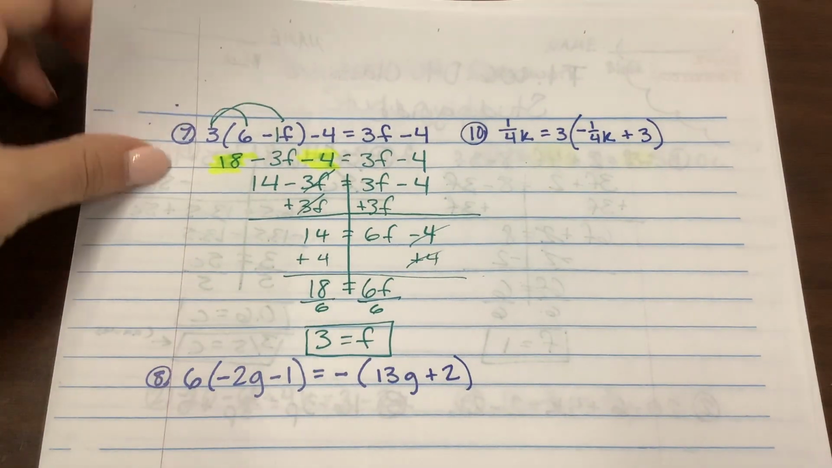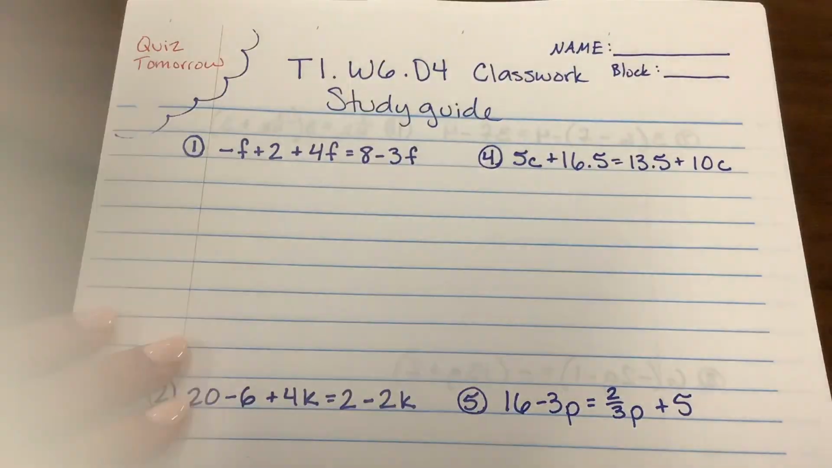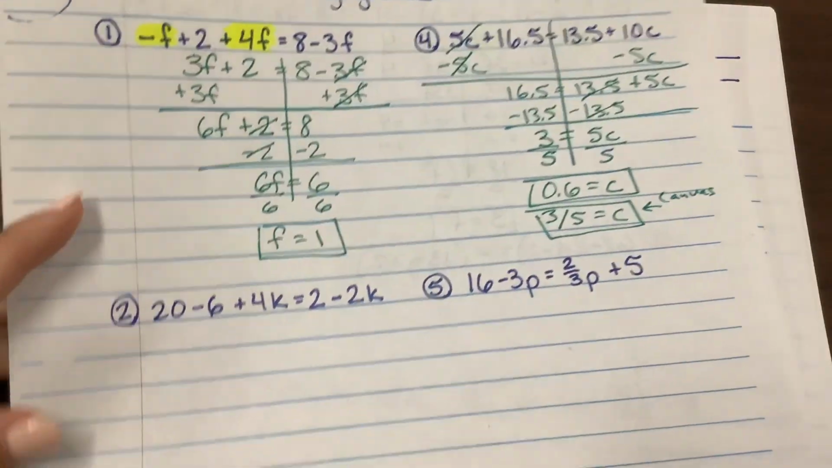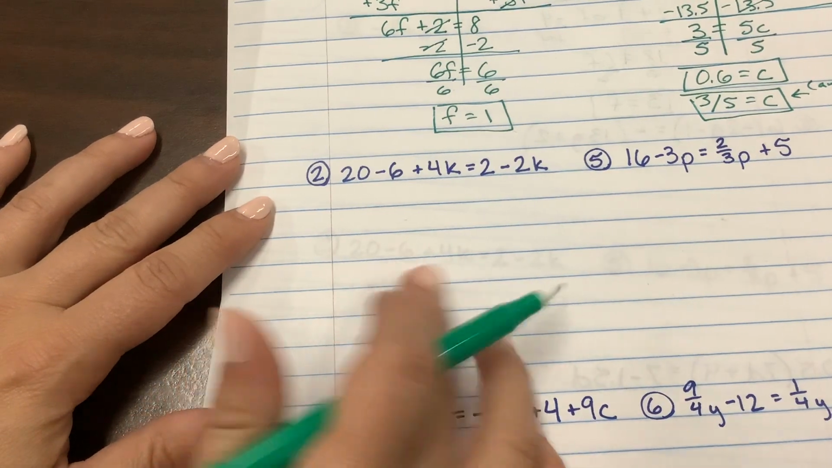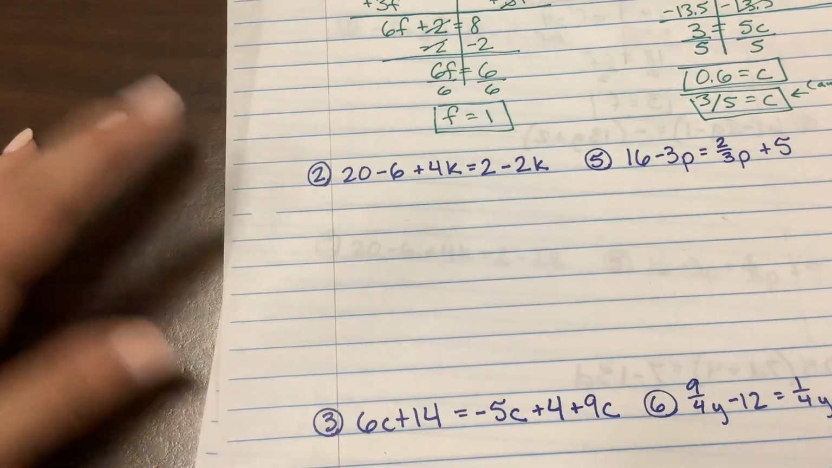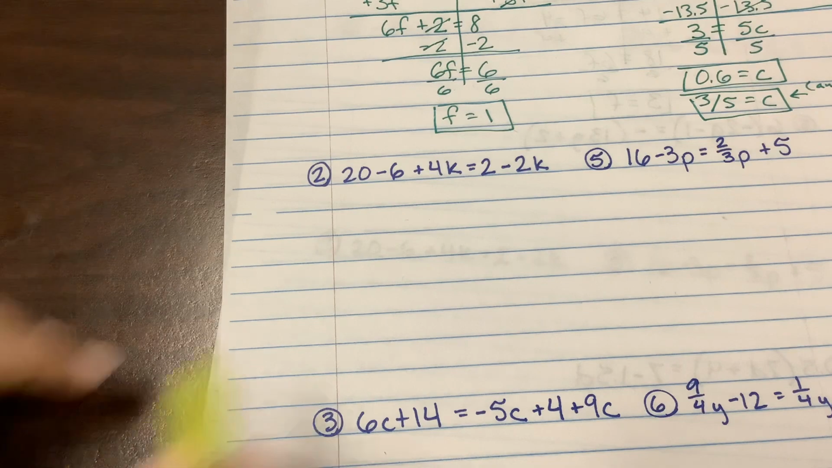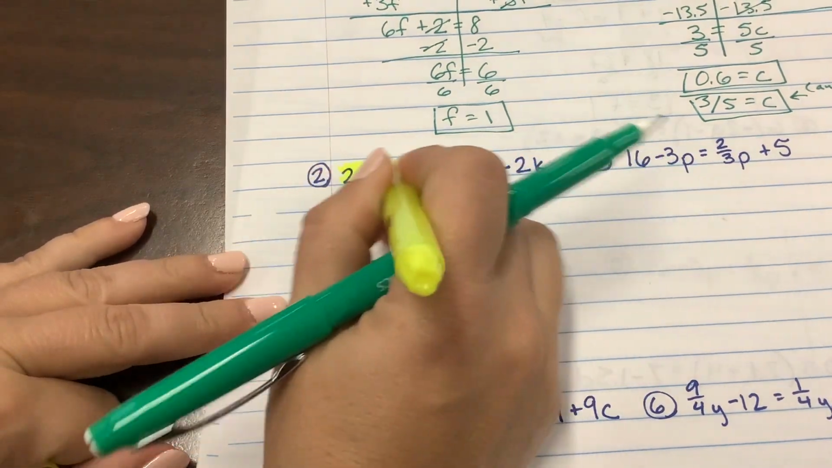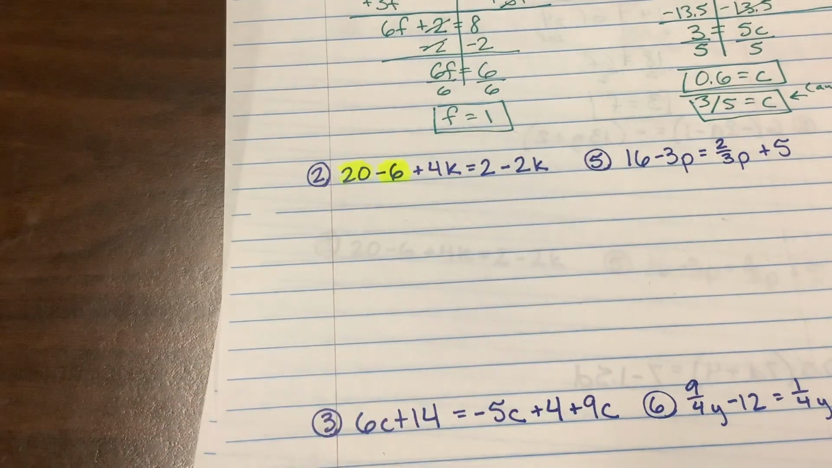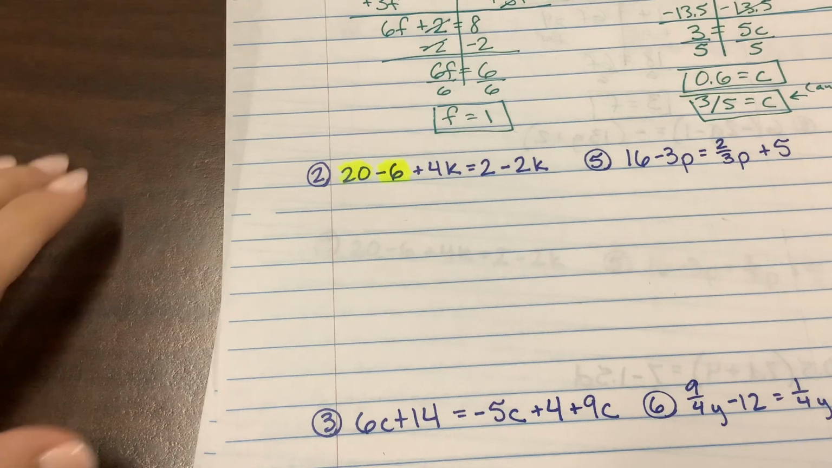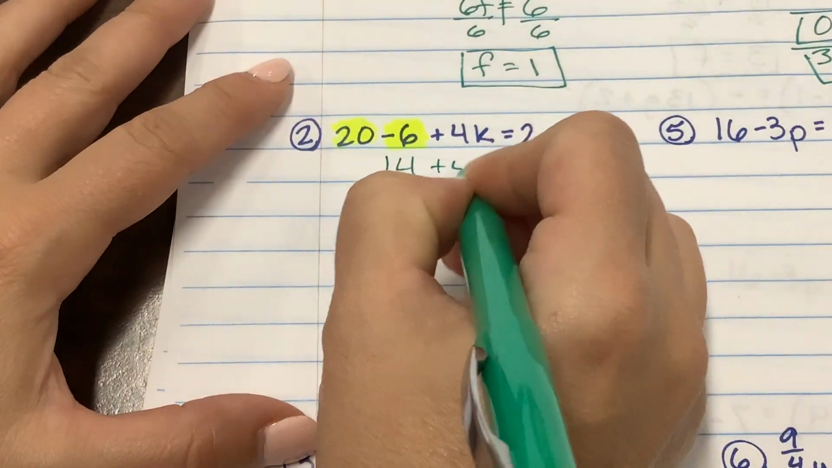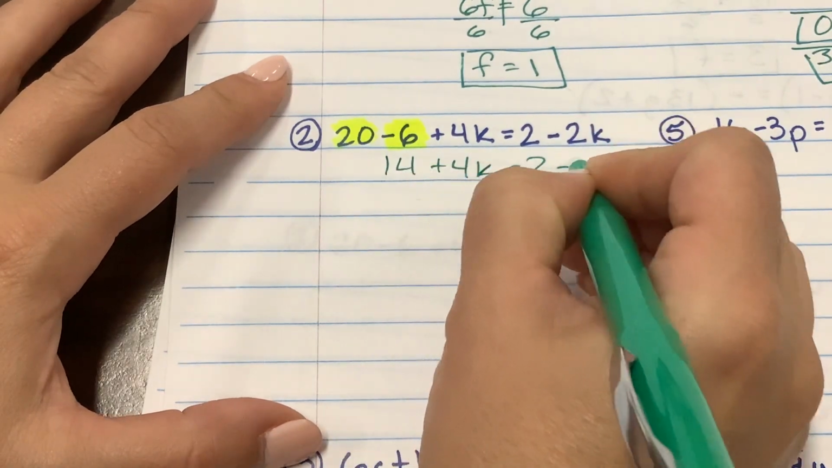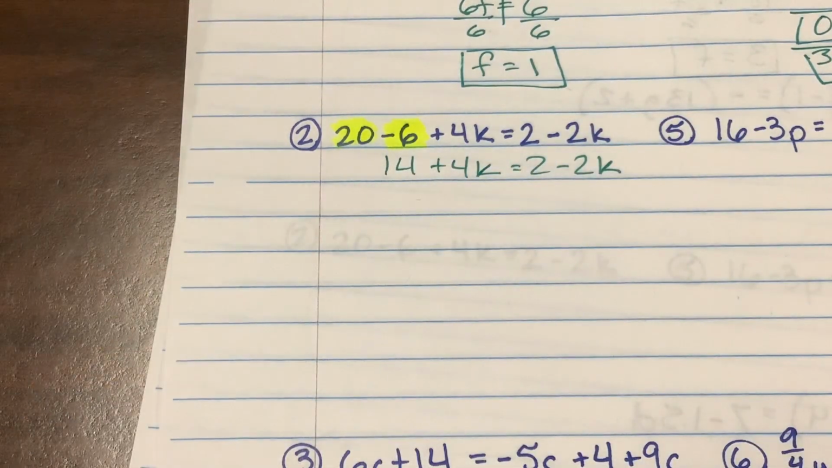Turn back over to number 2 on your page. Okay, so number 2 here starts with not distributive property, but combining like terms. Remember that when you combine like terms, this is 20 and this is negative 6. What are they together? 14. So this is going to be 14 plus 4k equals 2 minus 2k. And that's how you start that one out, okay?